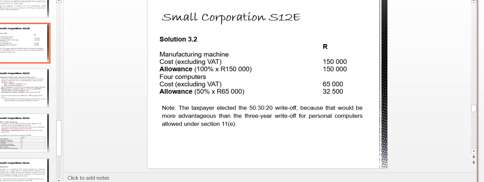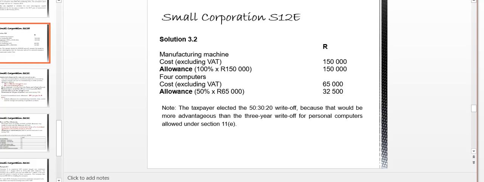So what do we have? We've got a manufacturing machine. The cost was 150,000 Rand, excluding VAT. So because it's a small business corporation, the allowance on this is 100% in the first year of assessment, the year of assessment in which this manufacturing asset was acquired. So we may claim the full 150,000 Rand.